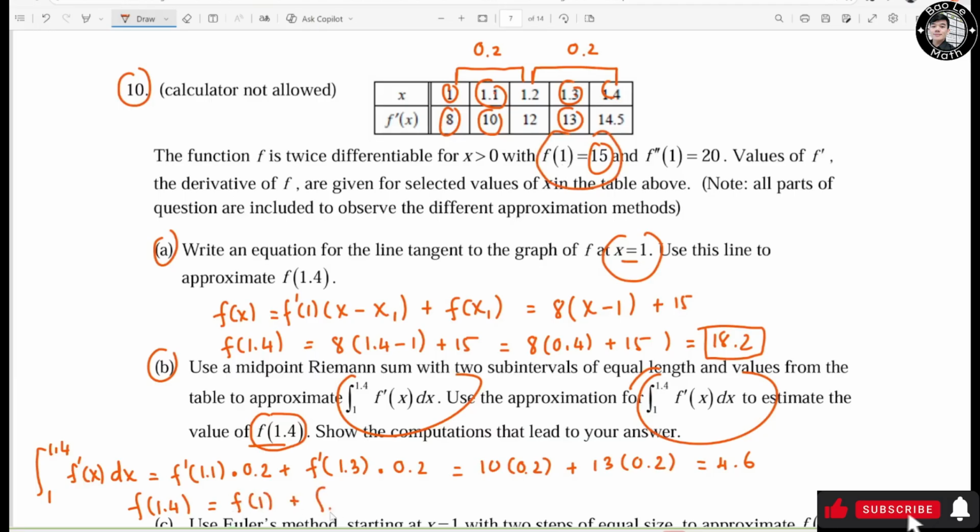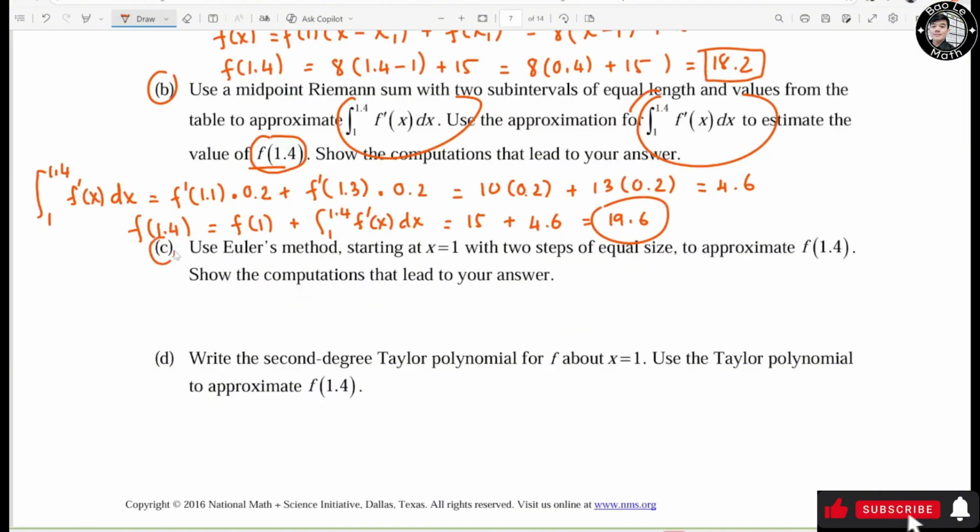Plus the integral from 1 to 1.4 of f prime of s ds, right? So it could be 15 plus 4.6, which is going to be 19.6. Now question C. Use Euler's method starting at s equals 1 with two steps of equal size to approximate f of 1.4.